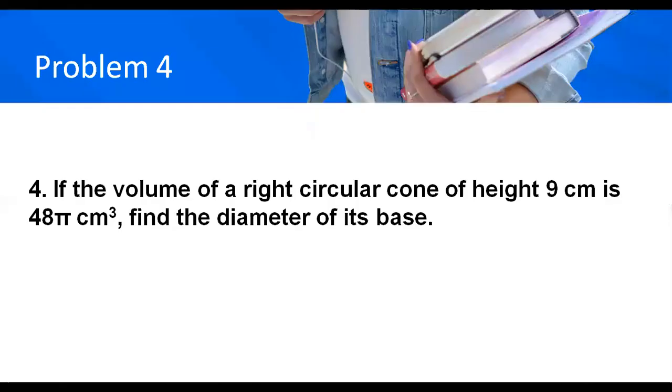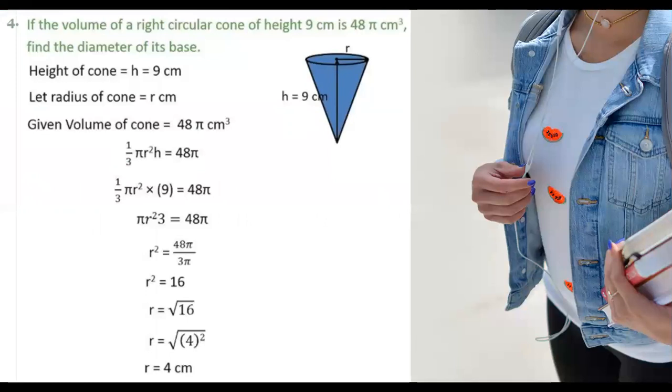Now coming to the fourth problem. If the volume of the right circular cone of height 9 centimeters is 48 pi centimeter cube, we need to find the diameter of its base. So here we are given the height and volume of the cone and we need to find the diameter. The height is given as 9 centimeters. Now let us assume the radius as r centimeters. Since height and volume are in centimeters, radius also needs to be in centimeters.